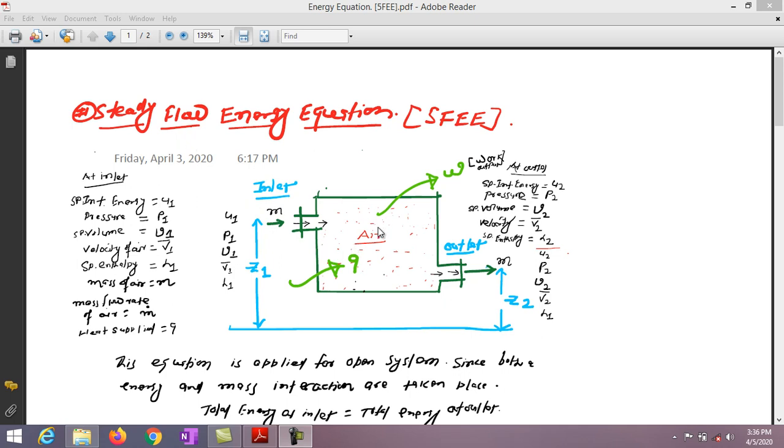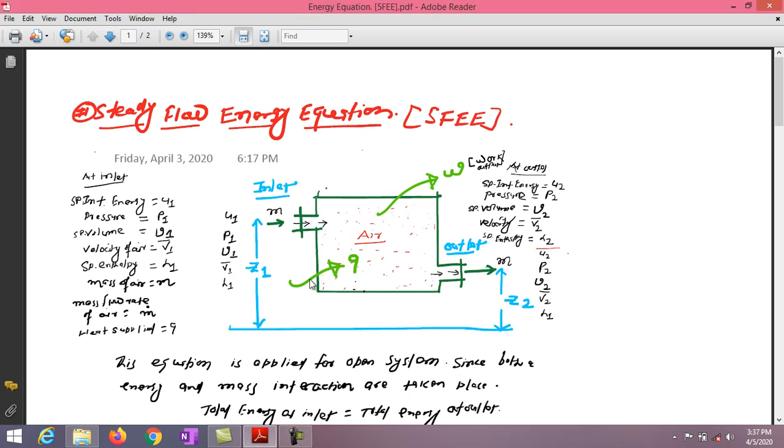As in this figure, it is clear that this is an open system. How? Because some quantity of air, this is m kg of air, enters inside the system and the same quantity of air exits from the system. The m kg of air enters inside the system and the same quantity exits from the system. That means this exchange of mass interaction is taking place.